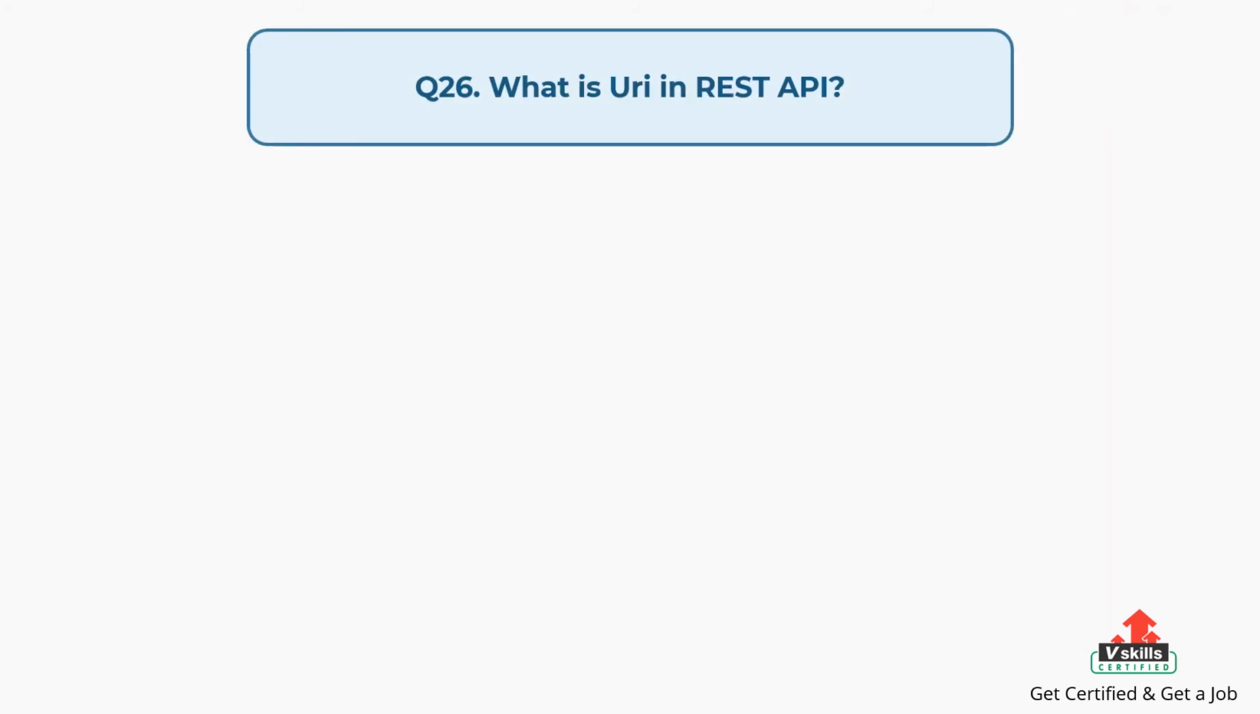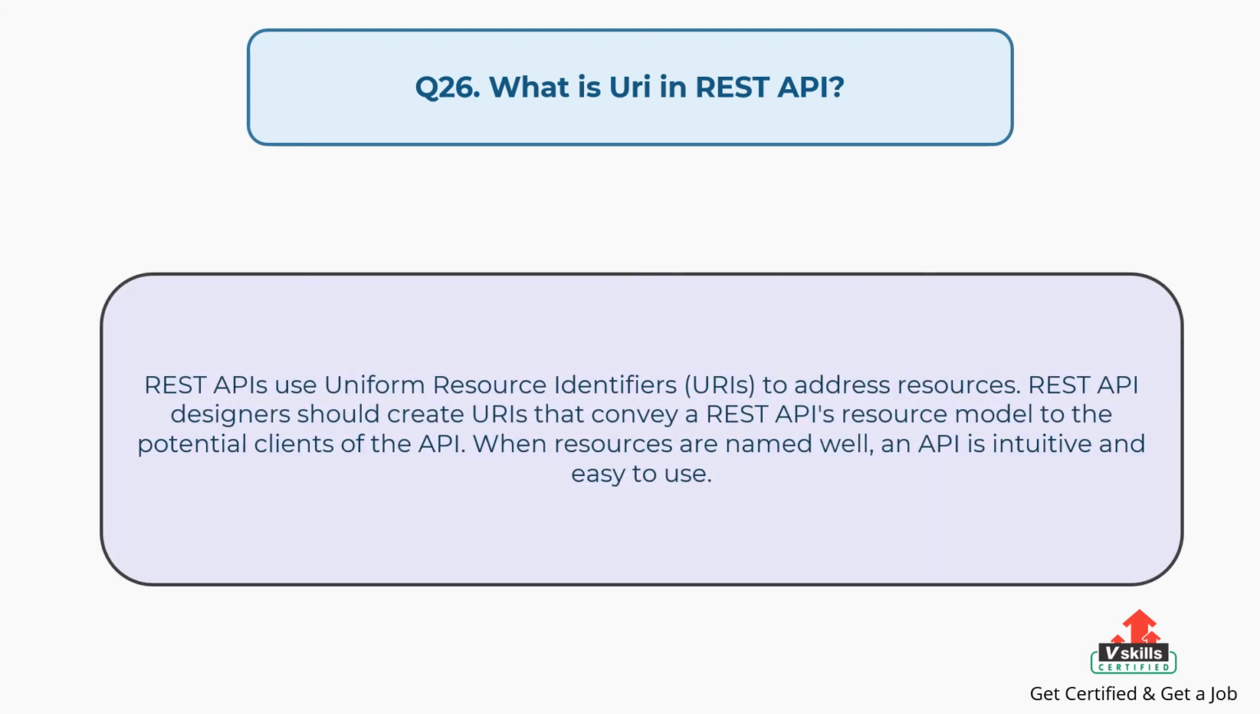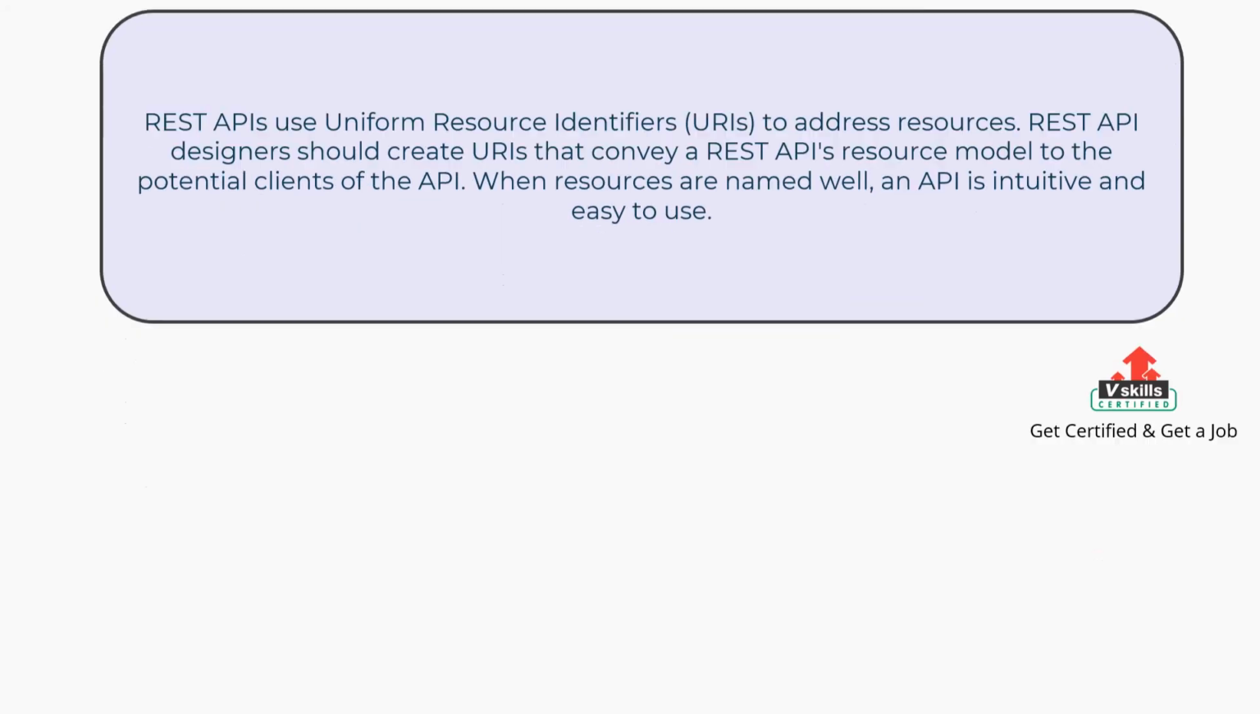Question number 26. What is URI in REST API? The answer is: REST APIs use Uniform Resource Identifiers, URIs, to address resources. REST API designers should create URIs that convey the REST API's resource model to the potential clients of the API. When resources are named well, an API is intuitive and easy to use.